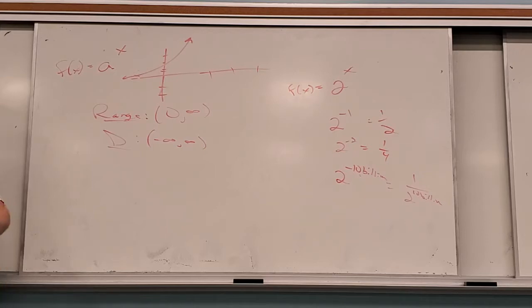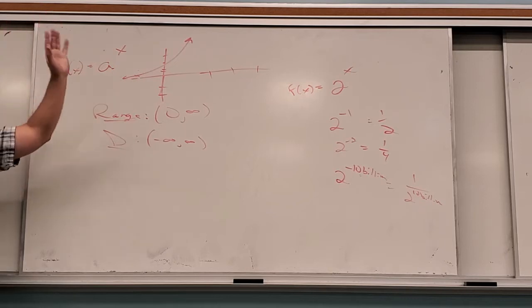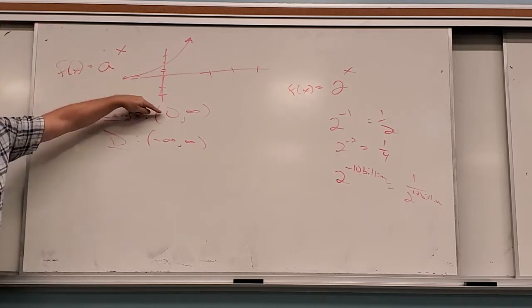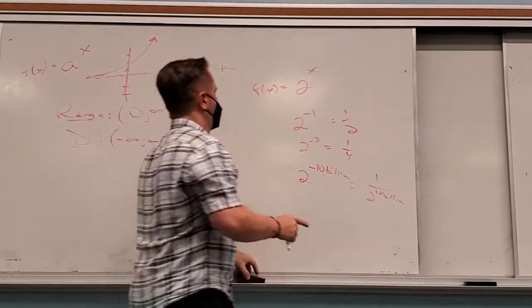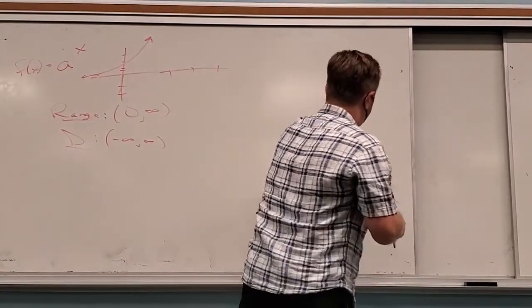So the normal range for an exponential function that hasn't been shifted anywhere is going to be 0 to infinity, not including 0. So what if I do this?